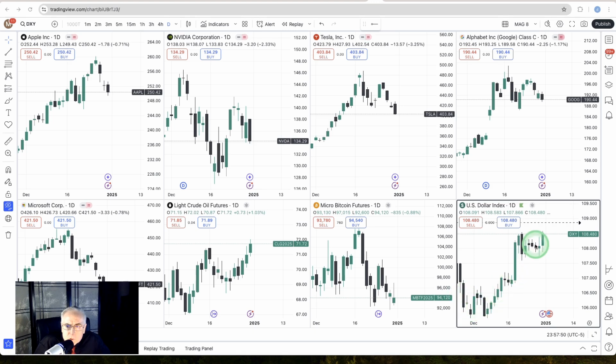And then, of course, the dollar, we already covered that. Very strong bullish chart, and it's not letting up. After this bull flag here, we closed green. So we'll go to the next chart now.